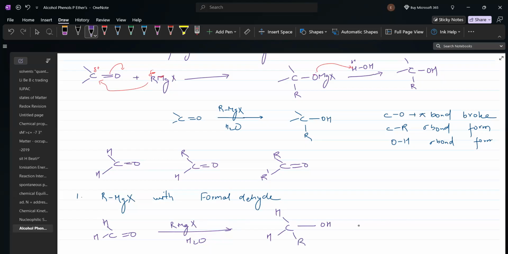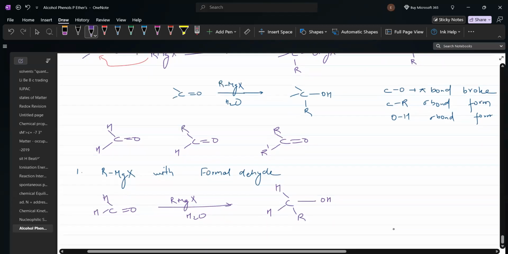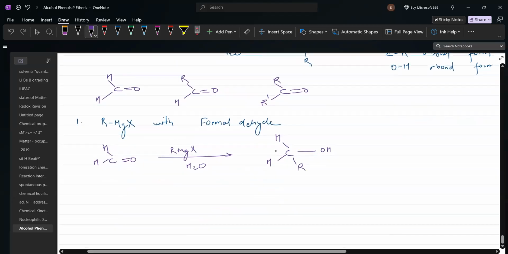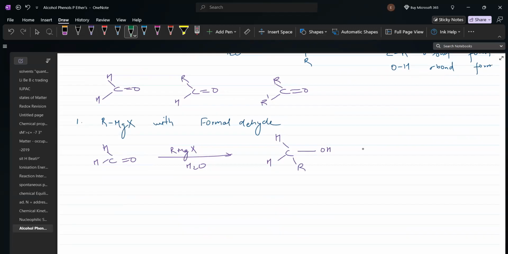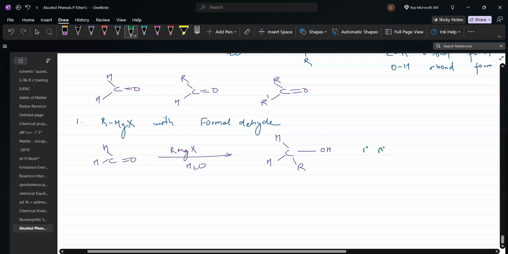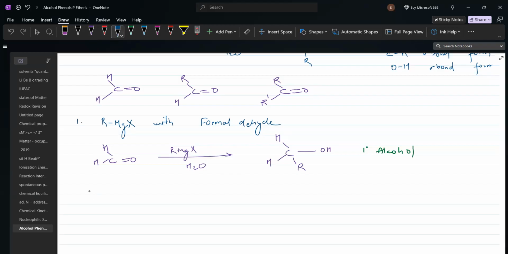Understood? Yes or no? So you can see this is 1 degree carbon, right? 1 degree alcohol. So this forms 1 degree alcohol. Let's see with the other cases as well.